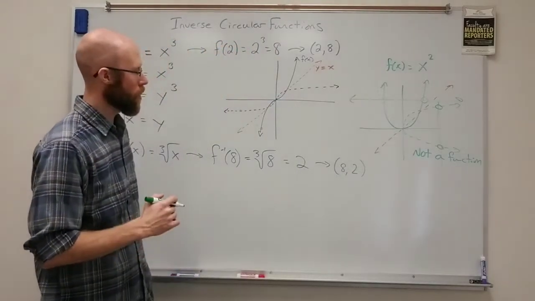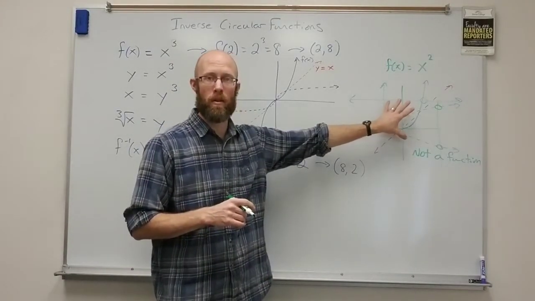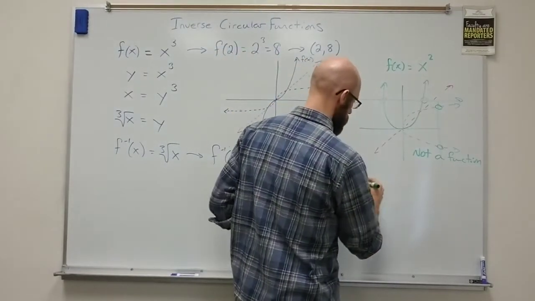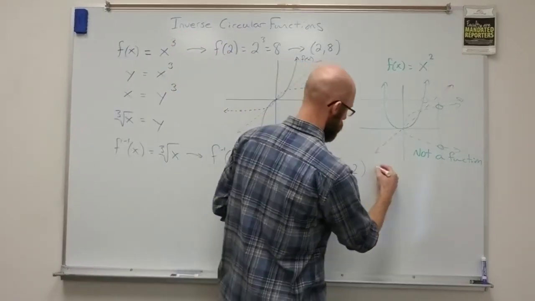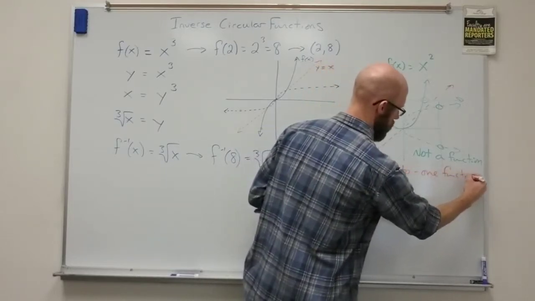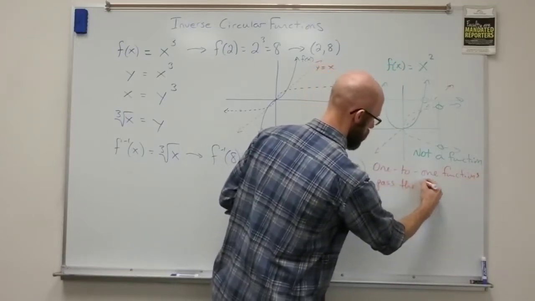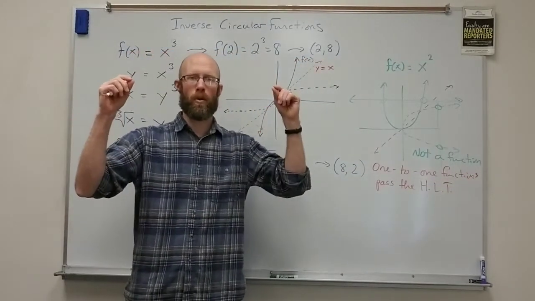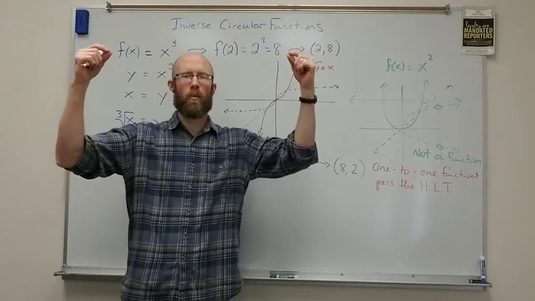Okay, so that being said, there are some ways to tweak this example to make it one-to-one. Let me write a couple definitions up here before I show you the tweak, and then I'll come back to that. I'm jumping ahead here. So I would say that one-to-one functions pass the horizontal line test. I'll abbreviate that, HLT. Just means that for every output, there's a unique input.